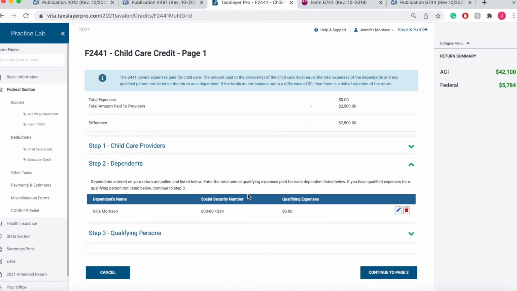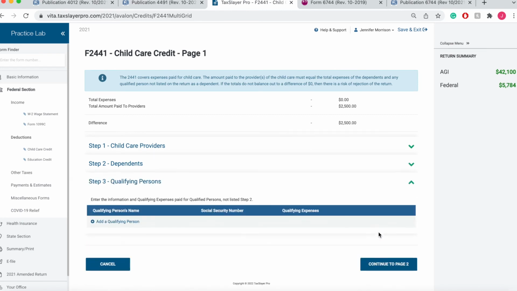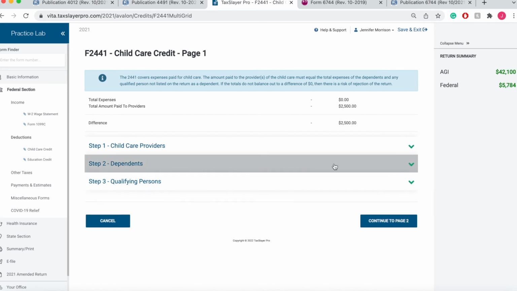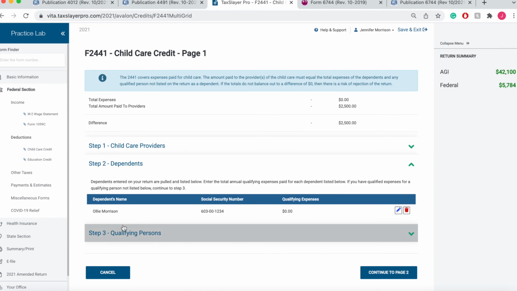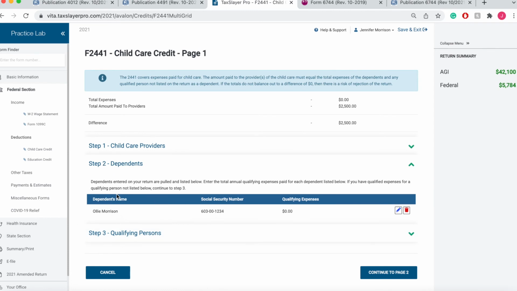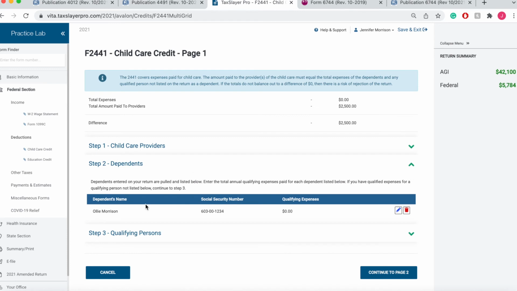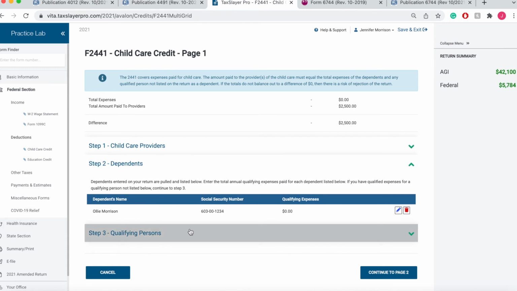So now we have to mark which dependent it's for. So yes, Holly is the dependent. And then here for step 3, it says enter the information and qualifying expenses paid for qualifying persons not listed in step 2. And so because Ollie was a dependent, he is listed right here. And so we do not need to go ahead and add someone in step 3 right here.